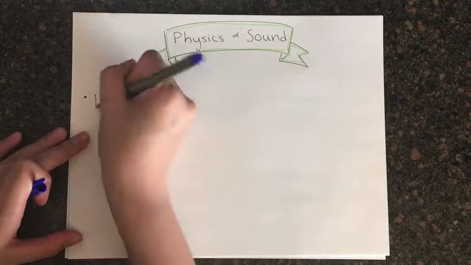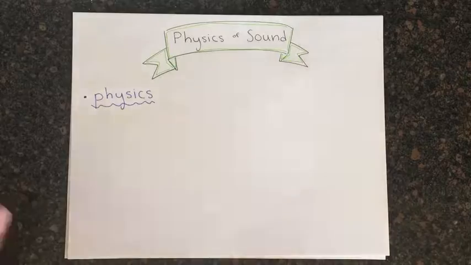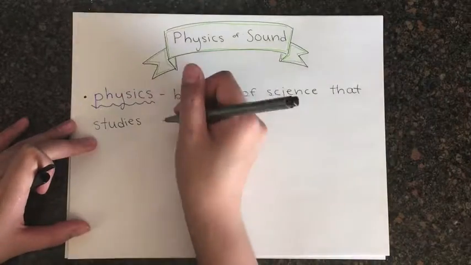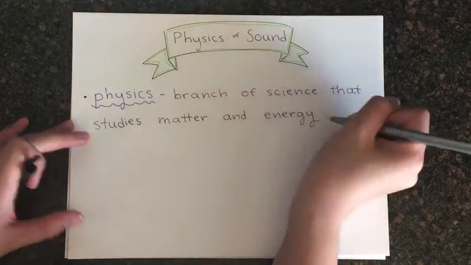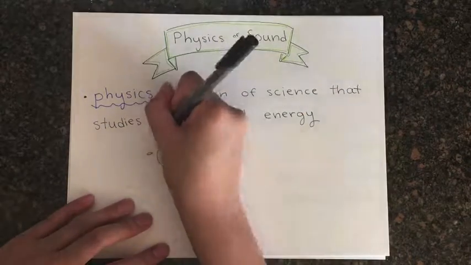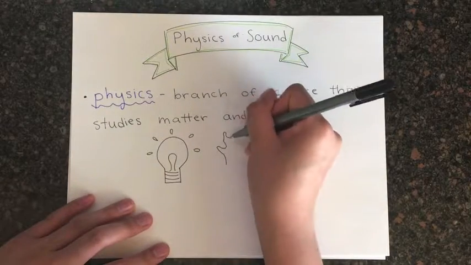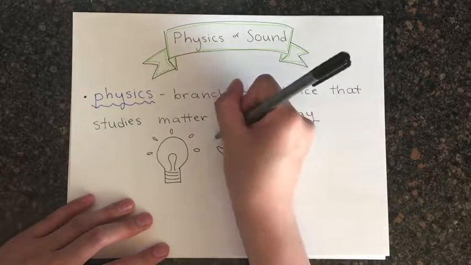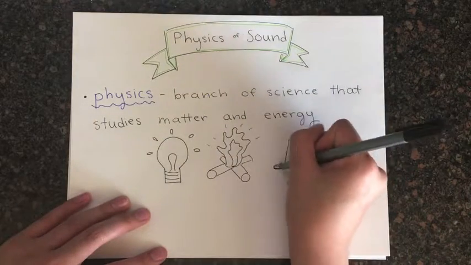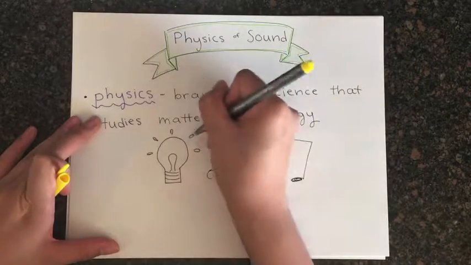Today we're talking about physics, which is a branch, a fancy way of saying type, of science that studies matter and energy, and how those two interact. In other words, physics talks about how objects move. Physics also discusses what happens as a result of this movement. And topics in physics include light, heat, and sound.